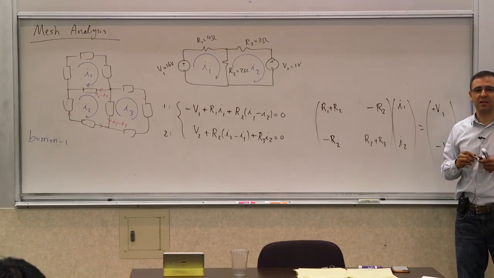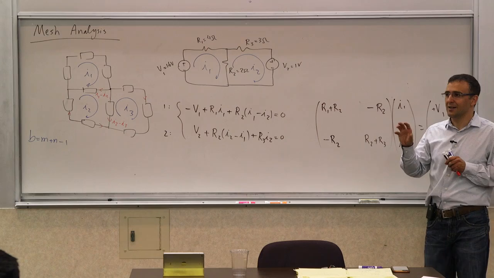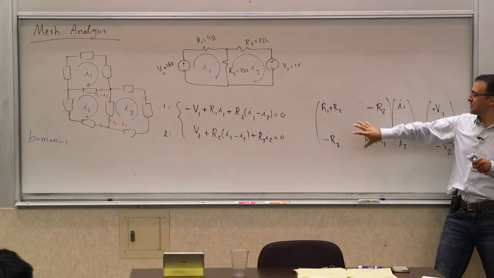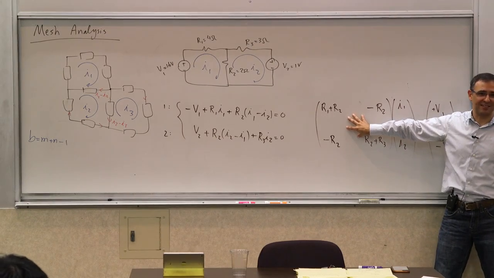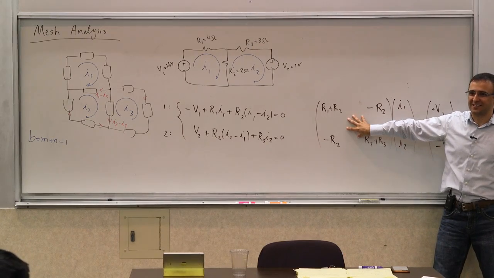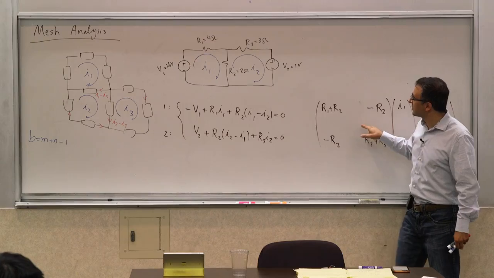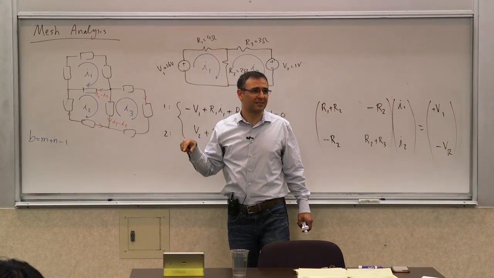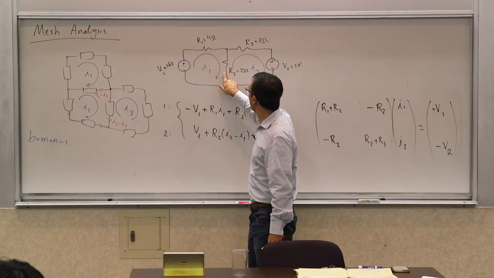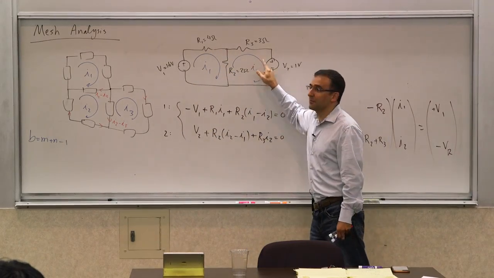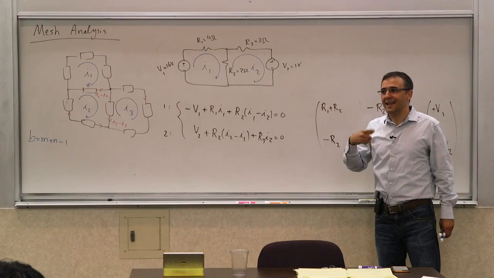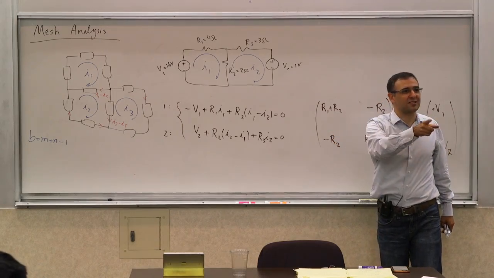Do you see the conceptual similarity, not exact, to the nodal analysis? If I ask you how you would come up with this matrix by inspection in mesh analysis, what would you tell me? The diagonals are the sum of the resistors that are on a given mesh. R1 and R2 are on mesh 1, and R2 and R3 are on mesh 2. And the off-diagonal terms are the negative of the shared resistors between meshes.